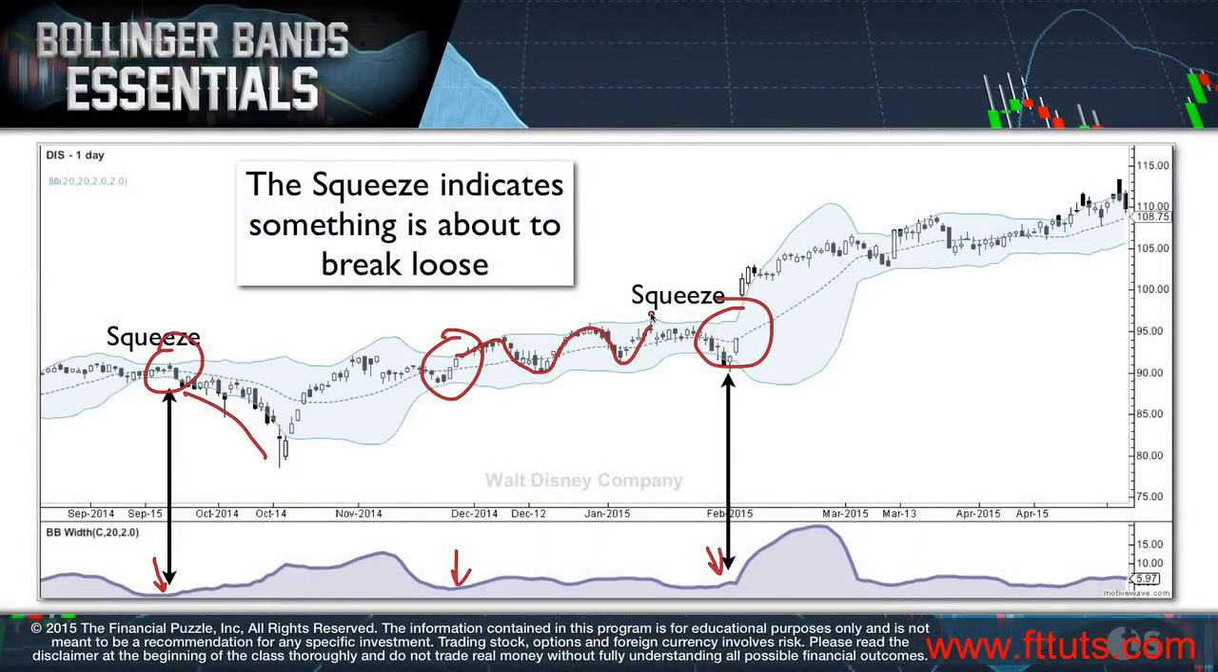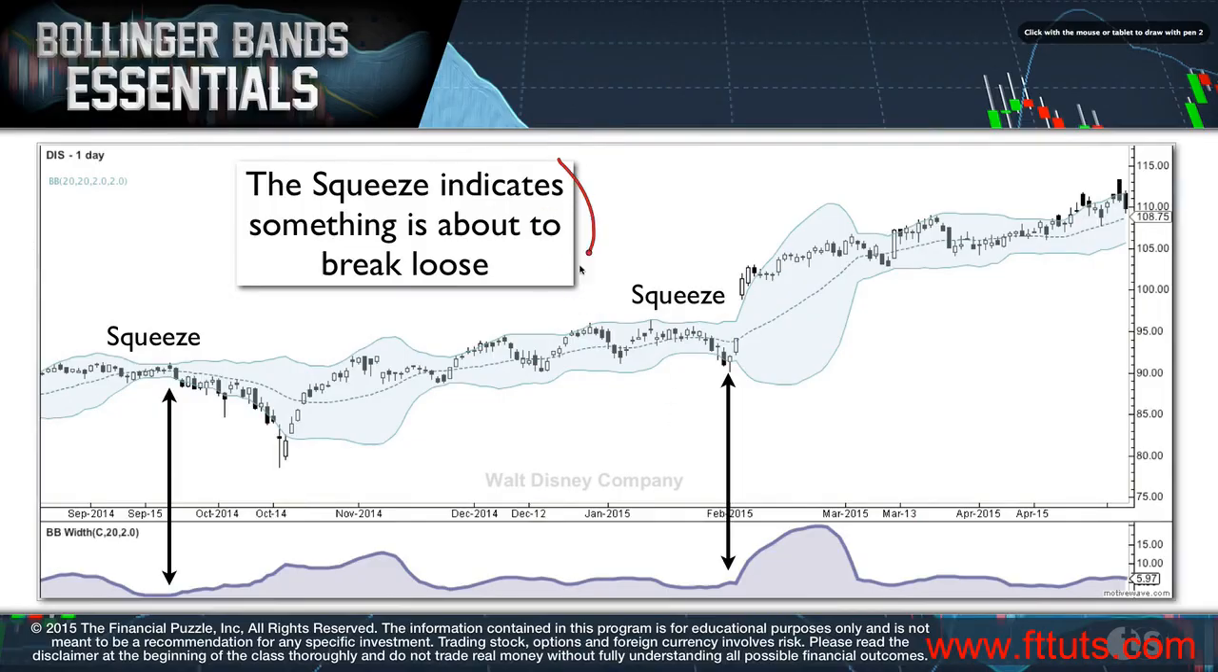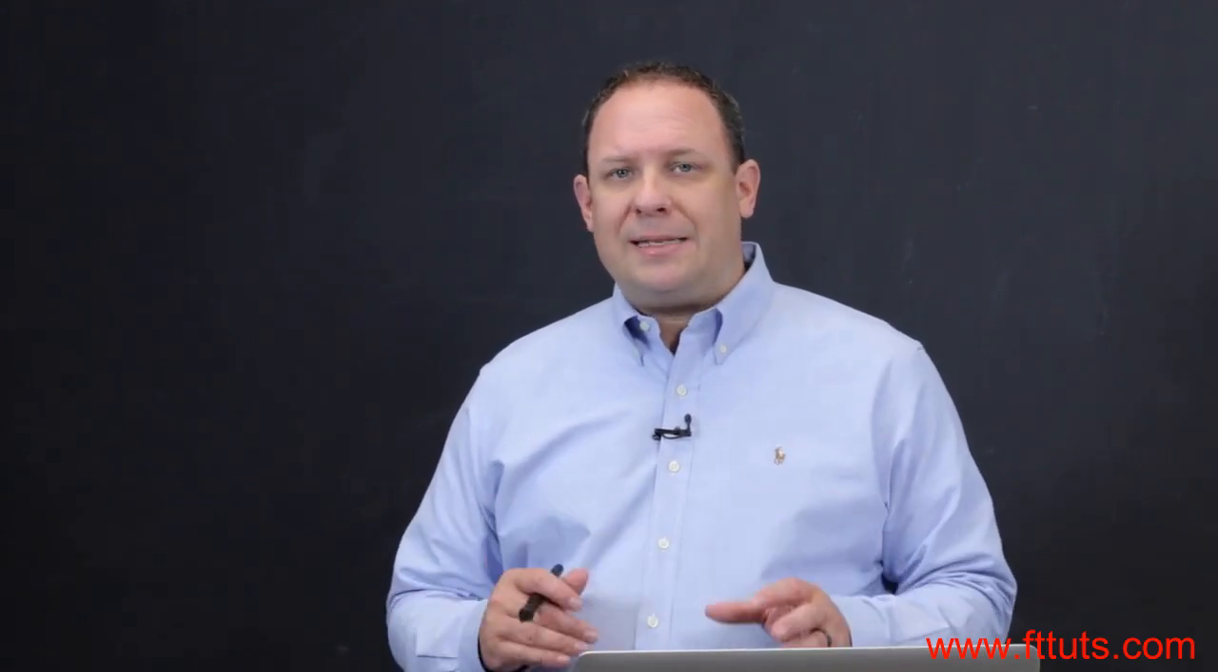Remember, the squeeze indicates that something is about to break loose. It's a really important concept to understand. When you see the squeeze, when you see low bandwidth, you know that's just a matter of time before something breaks loose. It cannot stay that low for a prolonged period of time.